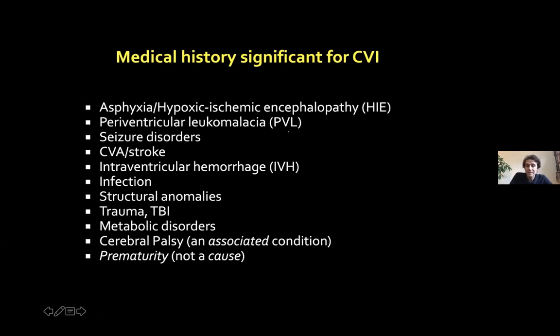Also, cerebral palsy is not a cause. Cerebral palsy is an associated condition because whatever caused the cerebral palsy could also have caused CVI at the same time, such as a seizure disorder, infantile or febrile seizures, stroke prenatally, perinatally, or postnatally, or traumatic brain injury around early childhood. Traumatic brain injury can occur at any age, of course, and traumatic brain injury at any age can cause CVI.